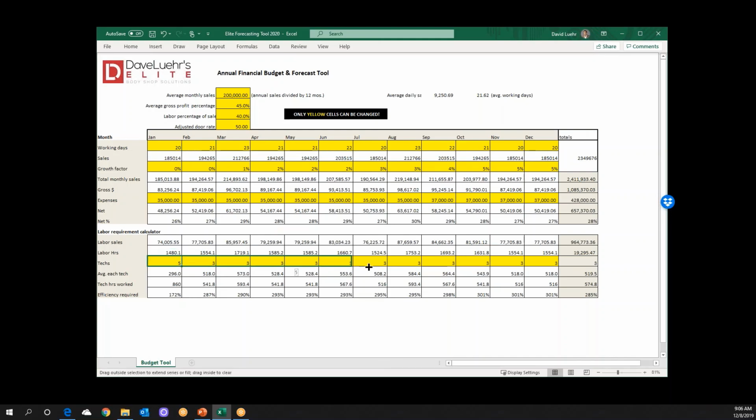And then you can just change the technicians as you need. Again, maybe over here as you're starting to grow, maybe you want to add a technician or 2. And so that will show you what your labor efficiency needs to be in order to hit your sales goals above. And so that's kind of in a nutshell, that is how to use your annual financial budget and forecast tool, also with the labor requirement calculator. So I hope this information helps.